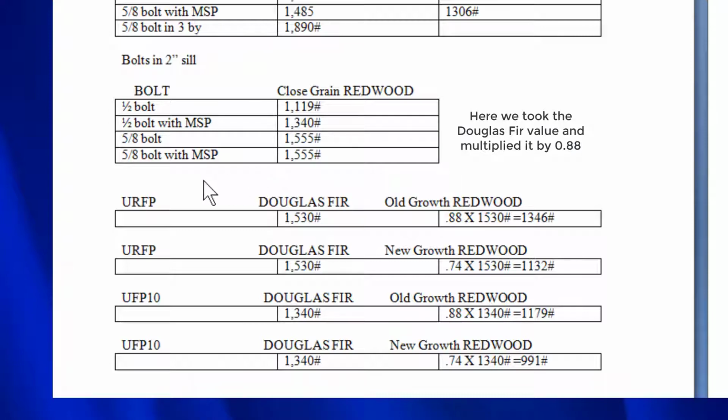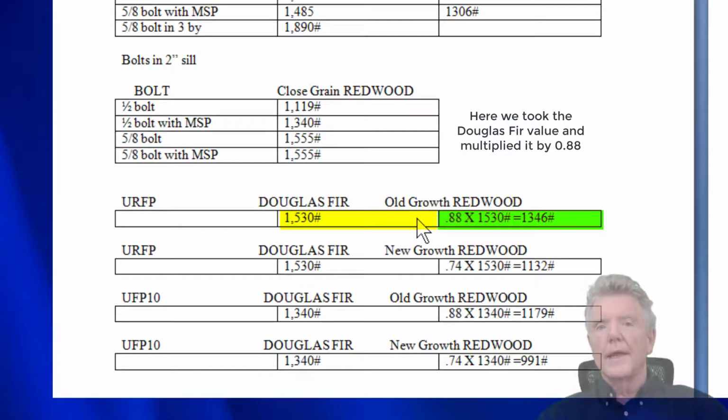So we're going to go into some plates, a URFP. It's a plate that we bolt to the side. It's a bolt substitute. And the exact same thing we have going on here. It can resist 1,530 pounds. We go into old growth redwood. We multiply that times 0.88, and we end up with a value of 1,346. Now, if you look in the catalog, you're going to see this 1,530 value right here. And that's because all the tests were done in Douglas fir. You have to know to multiply it by these reductions, as they're called, because of specific gravity. You just have to know how to do that.